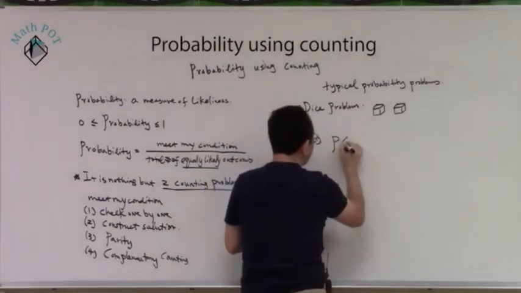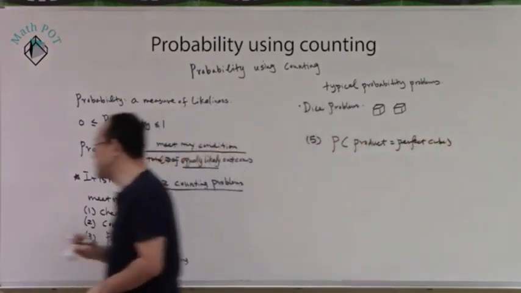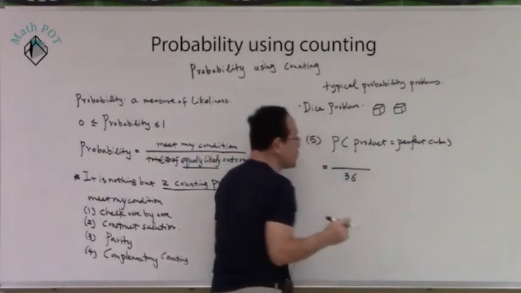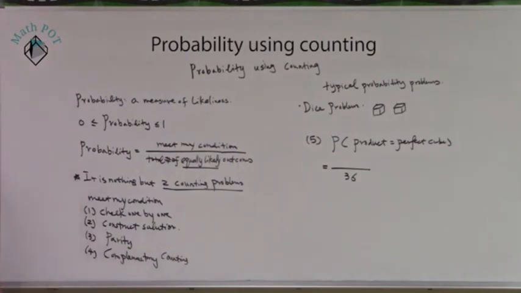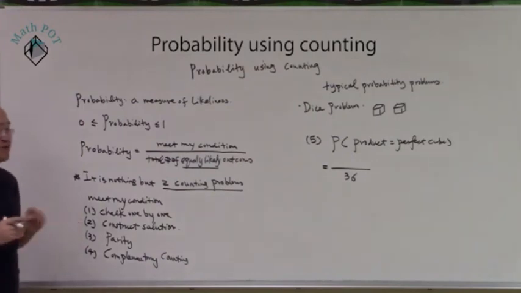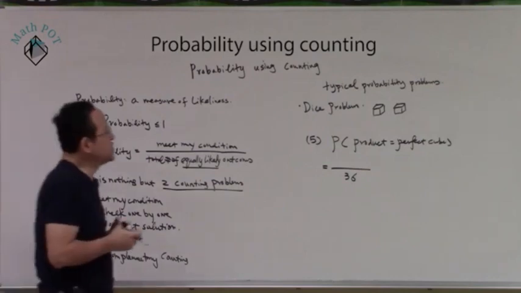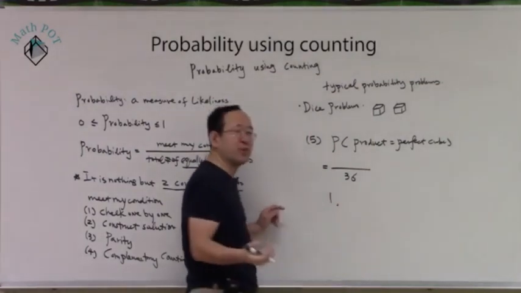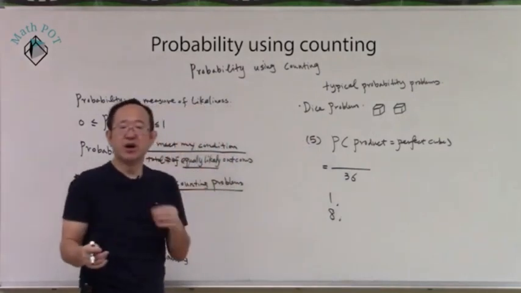So next one, let's try to figure out the probability that the product is a perfect cube. Let's see how to solve this one. Again, the total is 36, which we know super well. The question is how to figure out the minimum condition. I just talked about the four ways, but for this one, maybe the best way is to construct solutions. Try to construct all the possible perfect cubes we might end up with from two dice numbers multiplied together. The first possible perfect cube is 1, so that could definitely be possible. The next perfect cube is 8, so we may end up with a product that gives us 8.